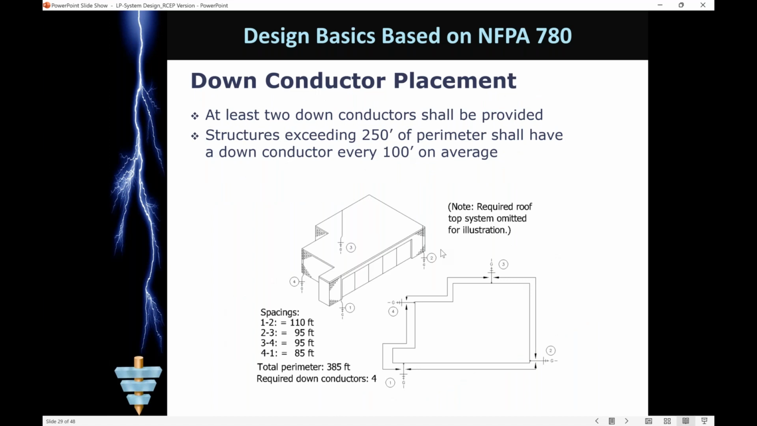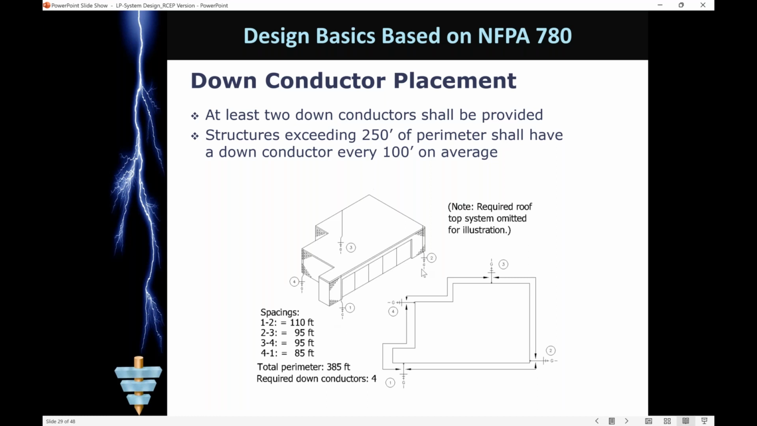Down conductor placement. So on every system, you have to have at least 2 down conductors, so you have 2 pathways for the energy of the strike to dissipate. Structures exceeding 250 feet of perimeter will have a down conductor every 100 feet on average.